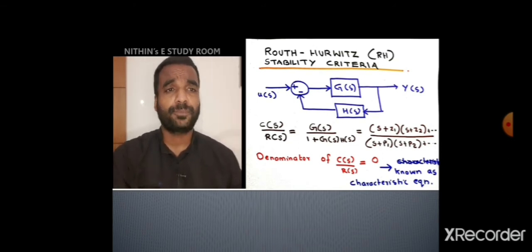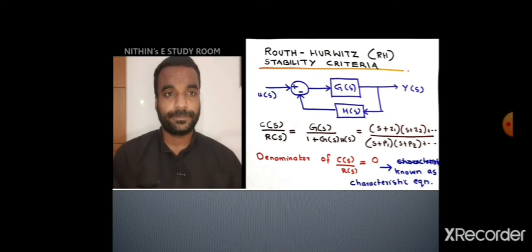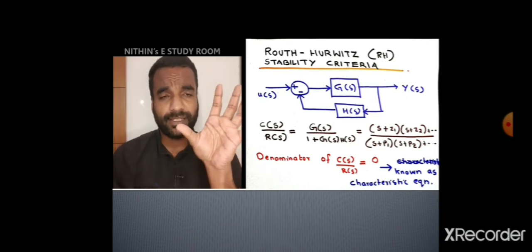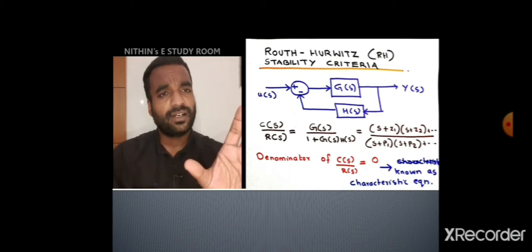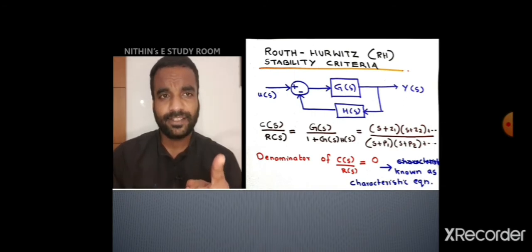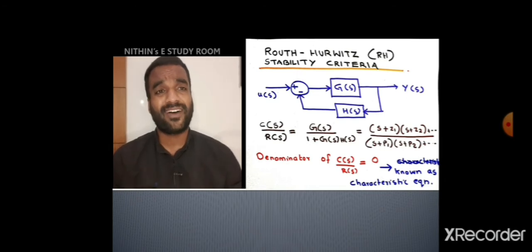If U of s is input, Y of s is output. That is the general representation. Be sure that we are representing things in S domain. So G of s is the forward transfer function of the plant, and H of s is the feedback function. If we are finding the closed loop transfer function, we know that it is either positive feedback or negative feedback. You can see here it is a negative feedback system. Feedback is given to negative. So C of s by R of s is G of s by 1 plus G of s H of s.